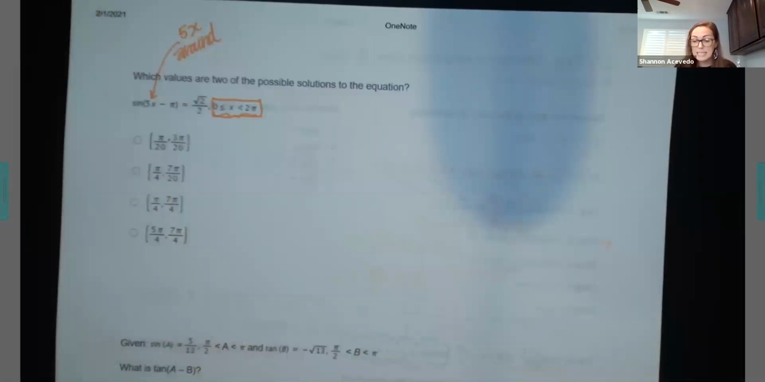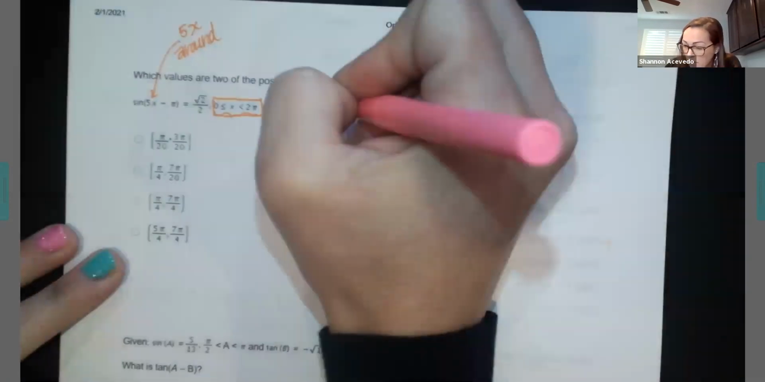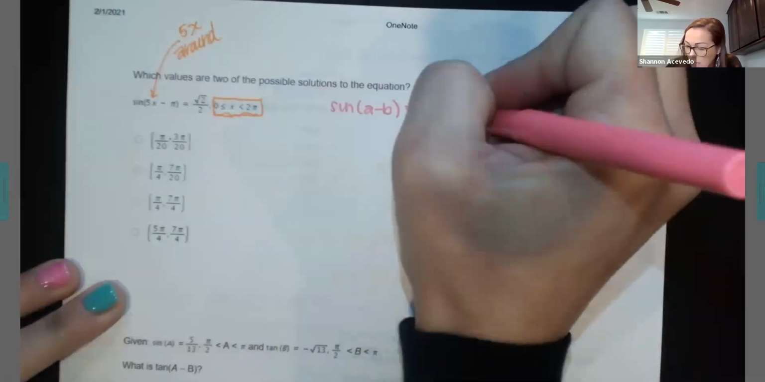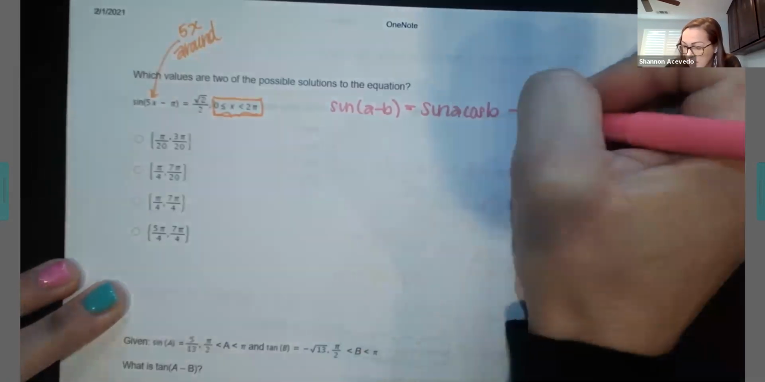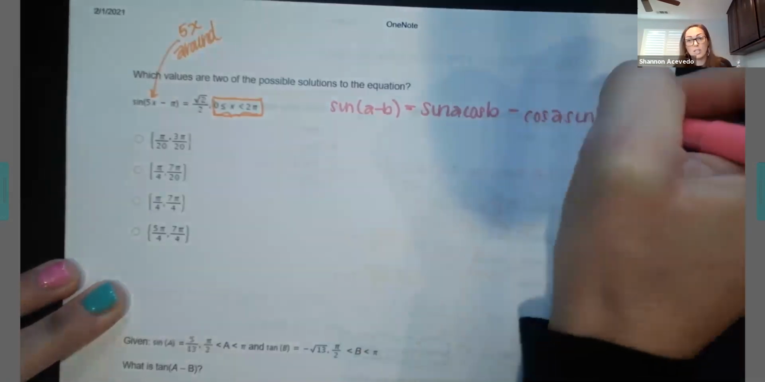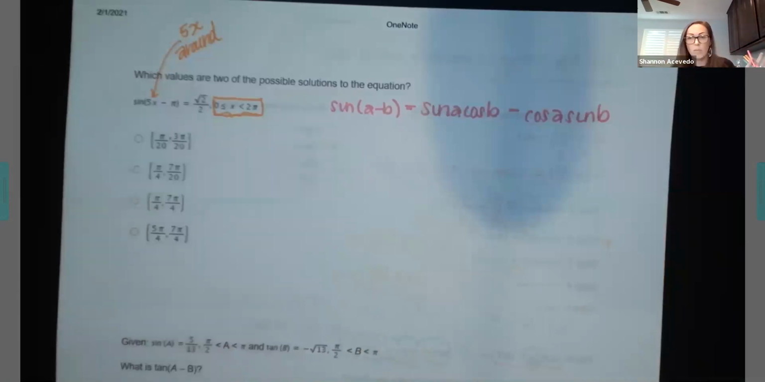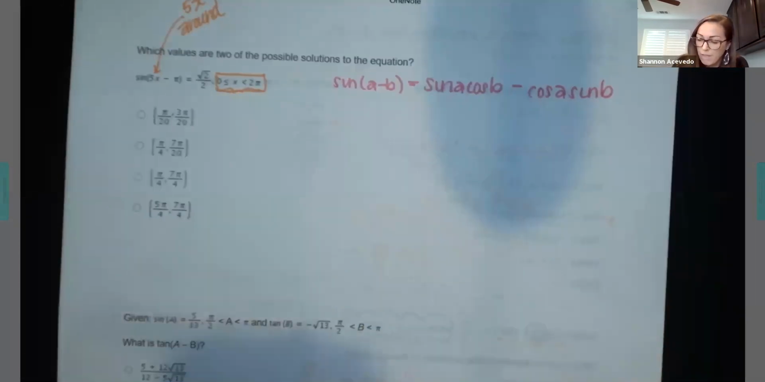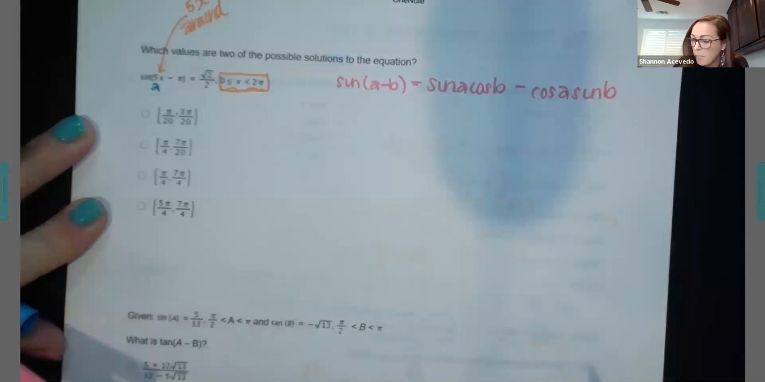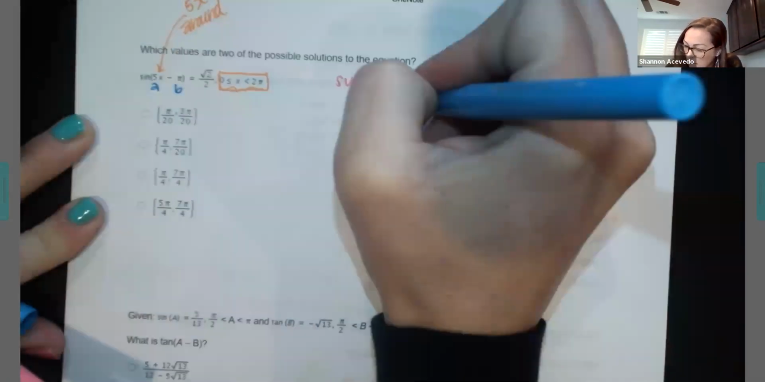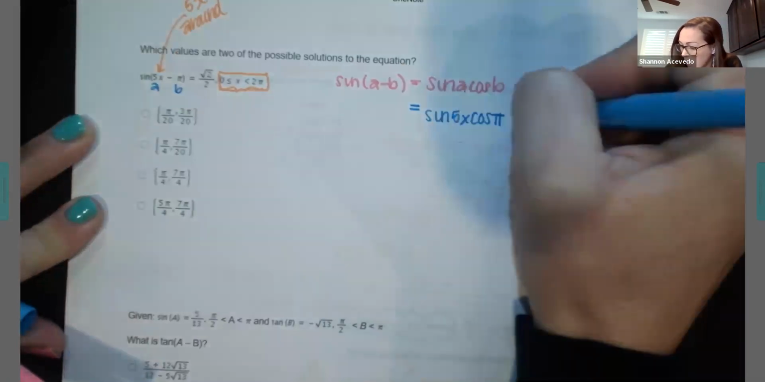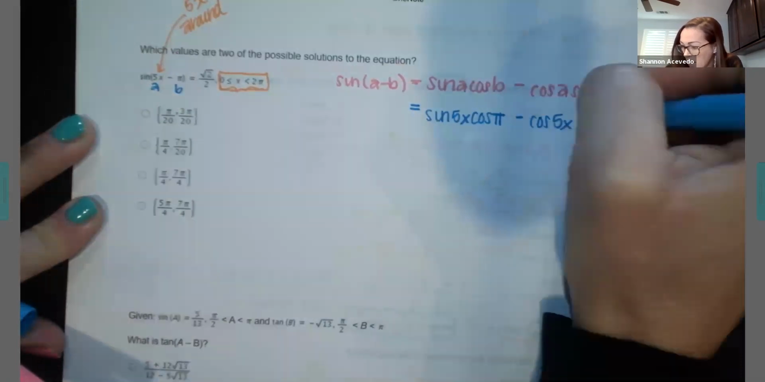All right, so this is gonna be a sine. So I'll go ahead and put our equation. It's a difference and it's a sine. So sine of a minus b is gonna equal sine of a cosine of b minus cosine of a sine of b. Right, so this is for my formula sheet. Again, we're going back to these same formulas. My a is going to be the 5x. My b is that pi. So I plug in the values. It's going to be sine of 5x cosine of pi minus cosine of 5x sine of pi.